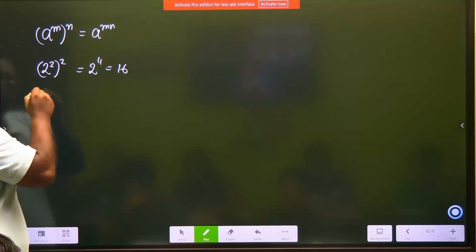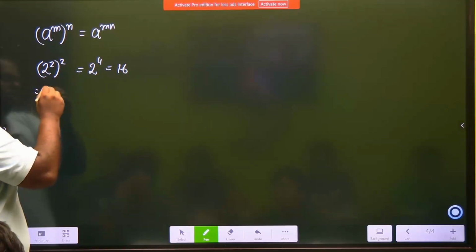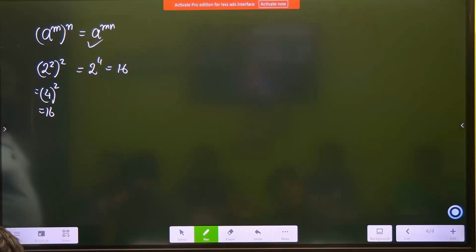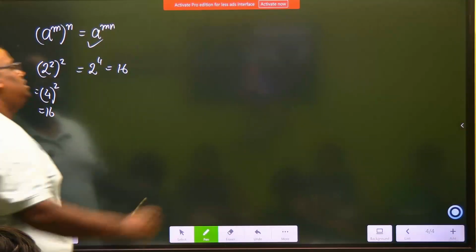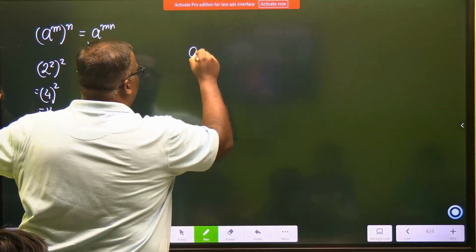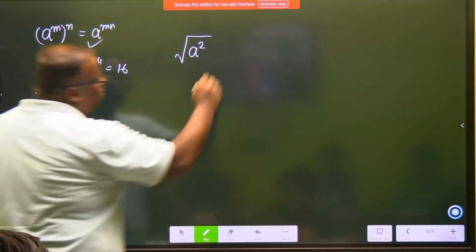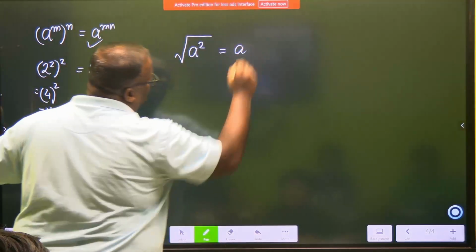Let's just solve it the other way. 2 square is how much? 4. 4 ka square, which is also 16. That means this formula is correct, right? Now, see the beauty. I told you a square's root. A square's root is how much did I tell you? A. Let us prove this now.